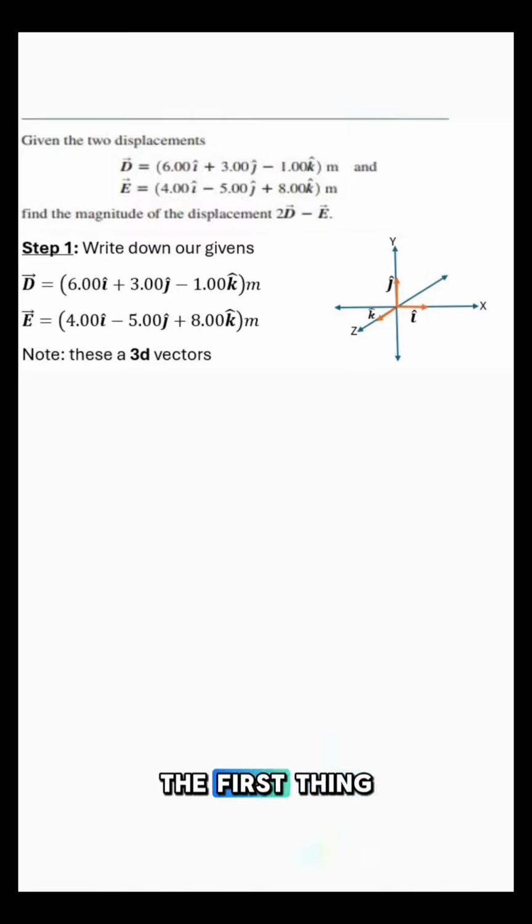Alright, so now we can look at a vector displacement problem with unit vectors. This problem gives two displacement vectors, d and e, and it wants us to find the magnitude of the displacement 2d minus e. The first thing we're going to want to do is write down our givens, which are the vectors d and e.